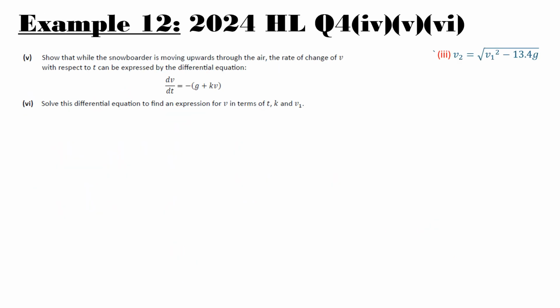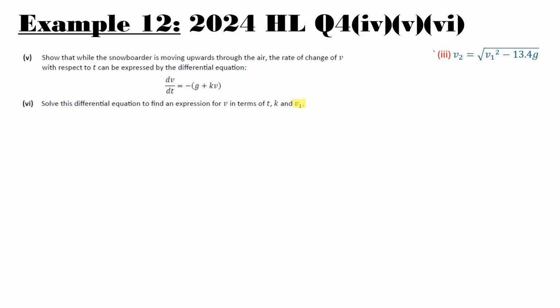So part 6 then says solve the differential equation to find an expression for v in terms of t, k, and v1. That's really, really important, that v1. It is a little tricky part that was thrown in and was easily missed. So we're talking about the snowboarder moving through the air. It went into the air with the velocity that it had at point B. And it's important to remember that at point B, the initial velocity was actually v2.